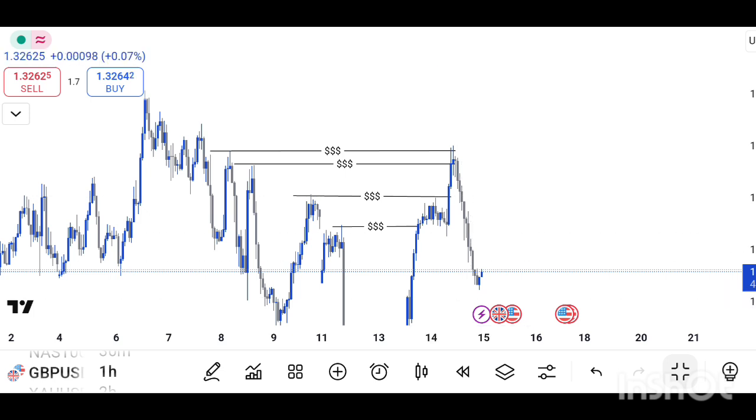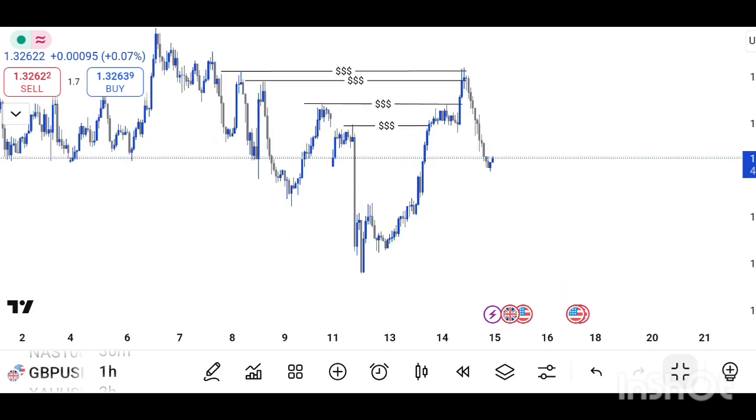Like I said, in this video I'm not explaining how you enter, I'm explaining liquidity. If you want me to talk about how you enter the trades, leave it in the comment. I'll surely do a video for entry models after seeing a liquidity sweep.